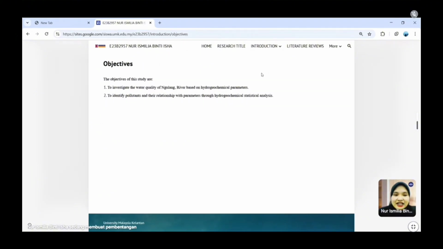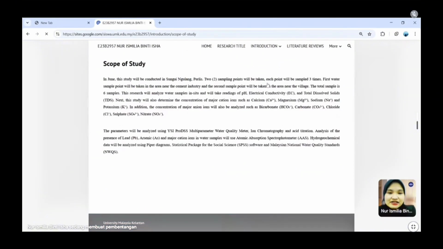Now, objective. This study has two main objectives. First, to investigate the water quality of Mulang River based on hydrogeochemical parameters, and second, to identify pollutants and their relationship with parameters through hydrogeochemical statistical analysis. Regarding the scope of the study, this research will be conducted in June.